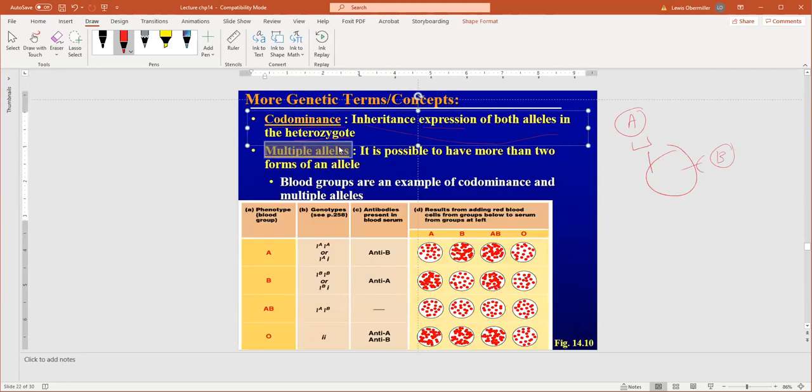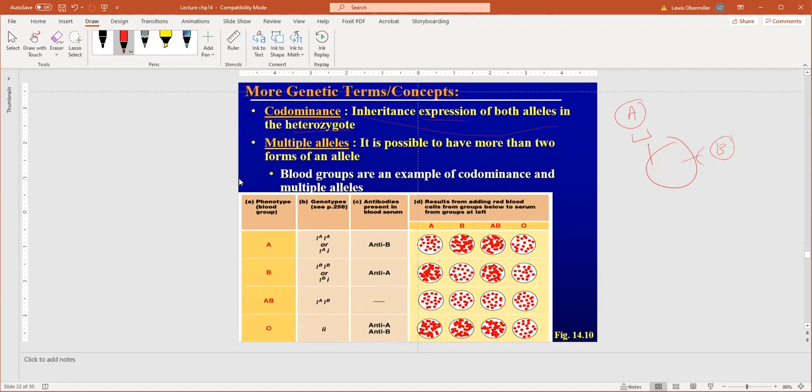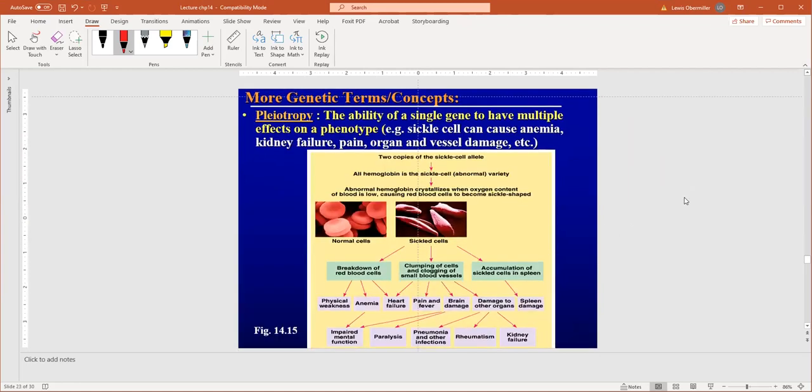And then multiple alleles, there's lots of examples for this. We talked about multiple alleles for skin color, blood groups, hair color, and so on and so forth. So multiple alleles just means you can have more than 2 forms of that gene. Most of the stuff we talked about before this was either purple or white, either red or white, either round or wrinkled, either yellow or green. That wouldn't be multiple alleles because it's just 2. If you have more than 2, like red hair and brown hair and blonde hair, then that's multiple alleles. So blood groups are an easy example of codominance and multiple alleles.